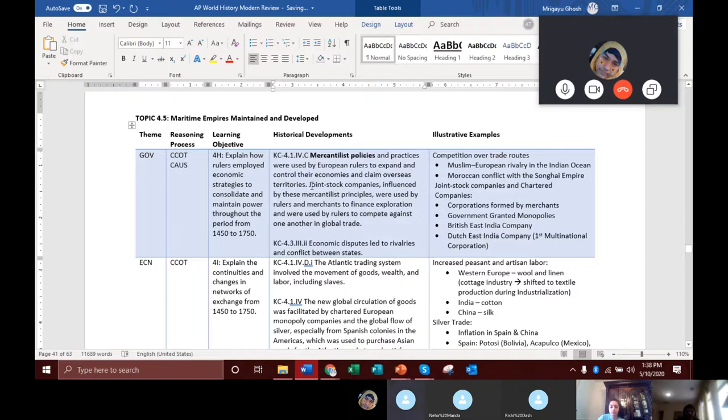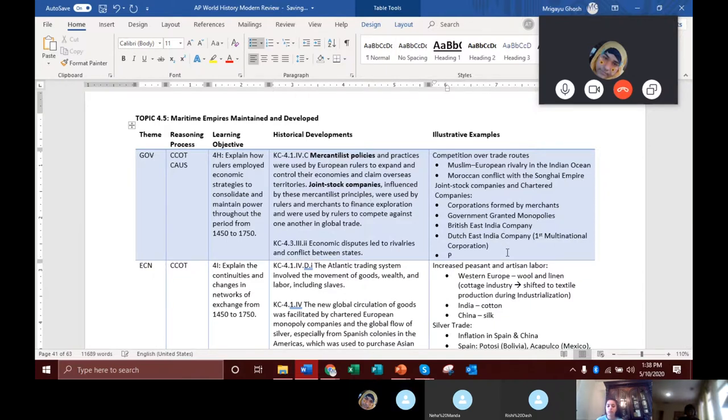We have joint stock companies, which were influenced by these mercantilist principles and then used to compete. We had economic disputes. The phrase that Mr. Rash uses a lot is the positive feedback loop. Yeah, Mr. Rash's favorite phrase. No, seriously though, I've thrown that phrase in my essays so many times.